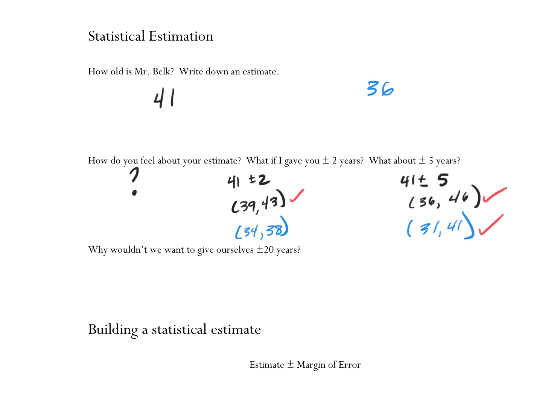This time, plus or minus 20 years. So that would make my estimate for Mr. Belk somewhere between 21 to 61. And my interval for Wyan to be 16 to 56. I feel like that's a good guess between 16 and 56. Like, all right, you guys, can you tell me what is wrong with those last two intervals?